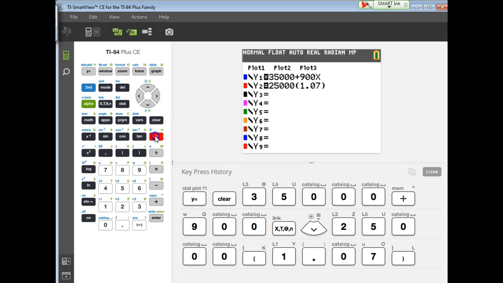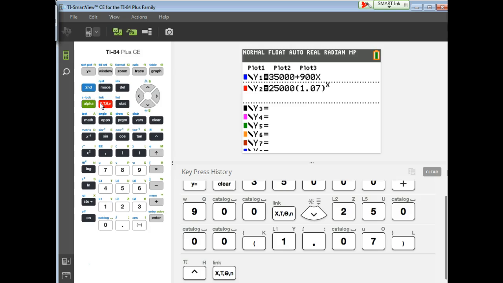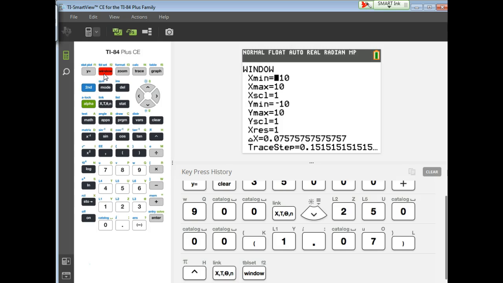Okay, so before I hit graph, because I'm going to show you what the graphs look like, I want my window set up so it makes sense. So I'm going to use a bit of a cheat. I'm going to set up the x's for something appropriate to the problem, and then I'm going to zoom fit. So x represents time that you spend at your job. What would be a good window for how much time you're going to spend working at this place?